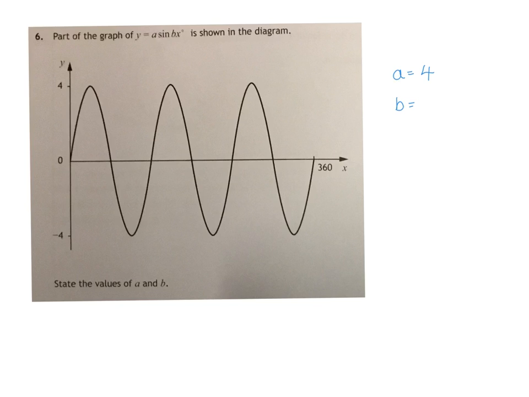B, this b in here tells us how many waves we have in 360 degrees. Our graph has been really nice and shows us to 360. So if you see, we've got 1, 2, 3 sine waves. So b is 3. And you get 1 mark for each of those.